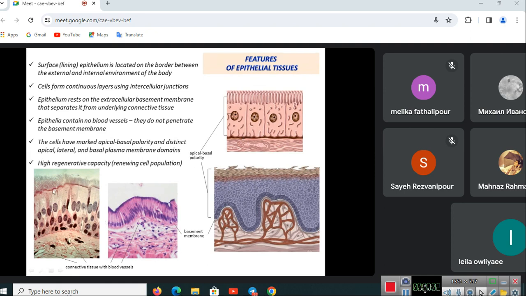You can easily say that here is the apical surface and here is the basal surface, because here the cells stay upon the basement membrane. Where the basement membrane is, there the basal surface of the epithelial tissue is located. And on the apical surface here we can see cilia.